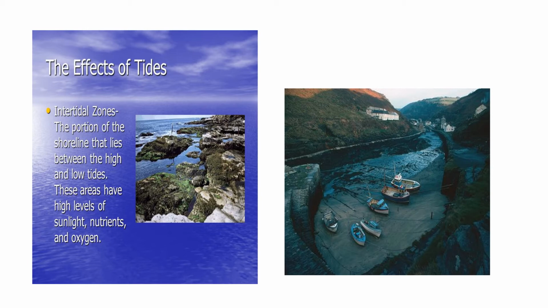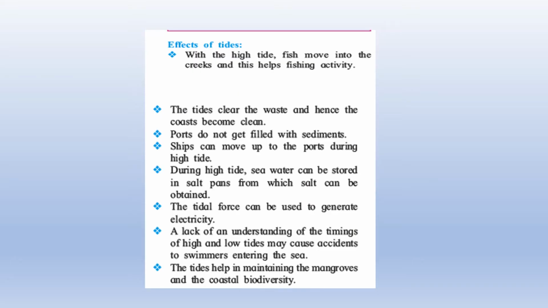This is the intertidal zone, the portion of the shoreline that lies between the high and the low tide, and these areas have a high level of sunlight, nutrients and oxygen. After discussing the tides, it is very important to understand the tide effect. Just let me highlight a few points.